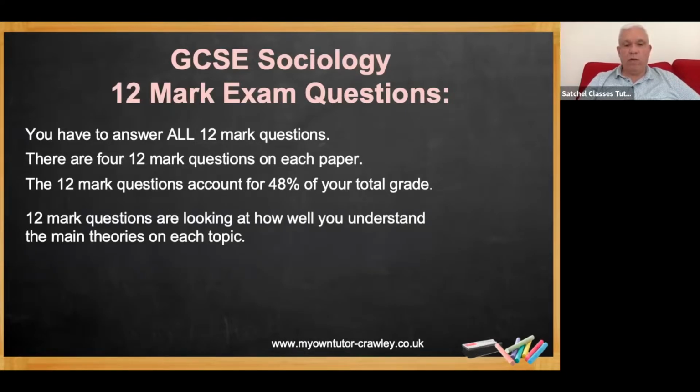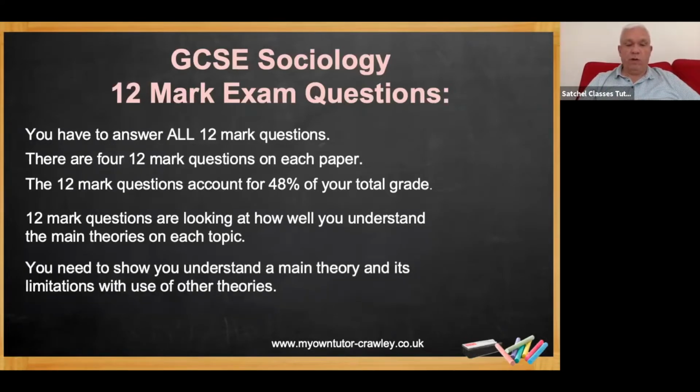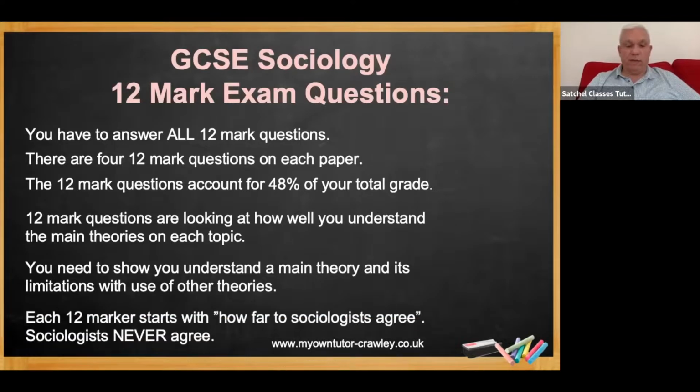12-mark questions are looking at how well you understand the main theories on each topic. So it gives you a chance of going into quite a lot of depth. Up until the 12 markers, the highest mark you're going to get on any question is 4. So it's a big jump between 4 and then 12, and it gives you a chance of going into more detail. You need to show you understand the main theory and its limitations, or use of other theories. So in other words, what's good about a particular theory, how does it fit with explaining something, and maybe the limitations or how other theories may be slightly better.